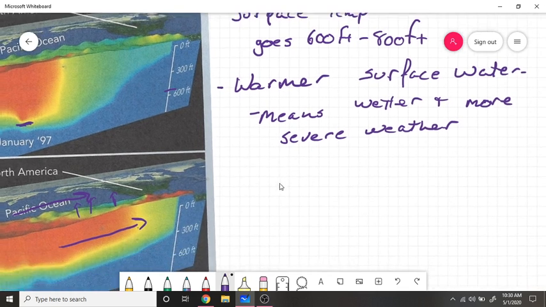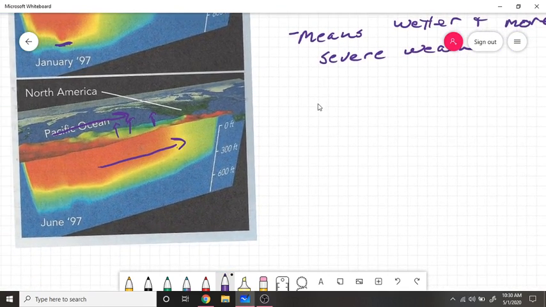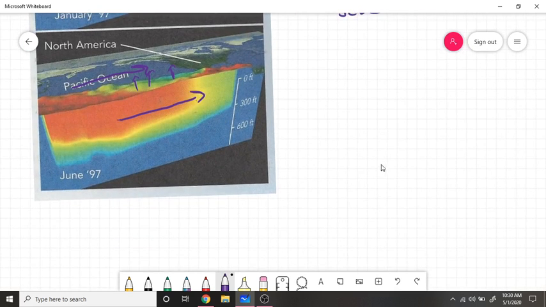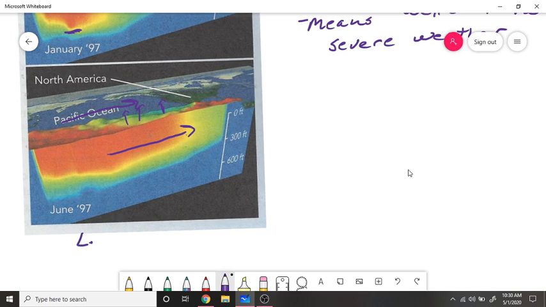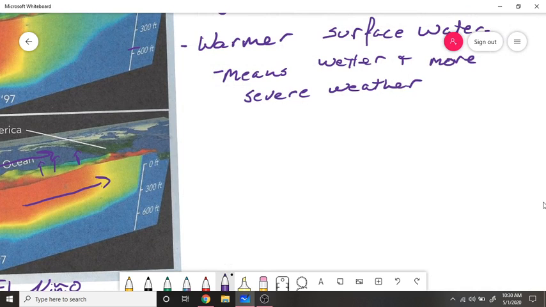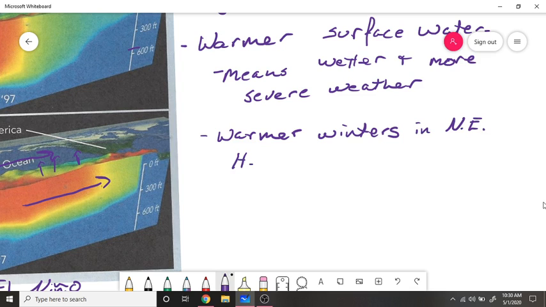This is actually an actual image of January and June of 1997, and this is an El Nino event. So when we are having an El Nino event, we have warmer winters here in New England. Heavier rains in California.